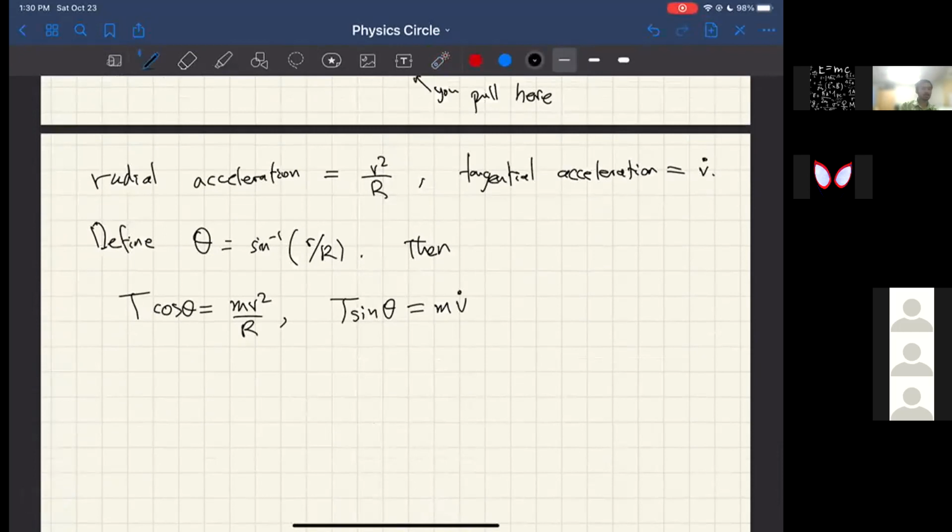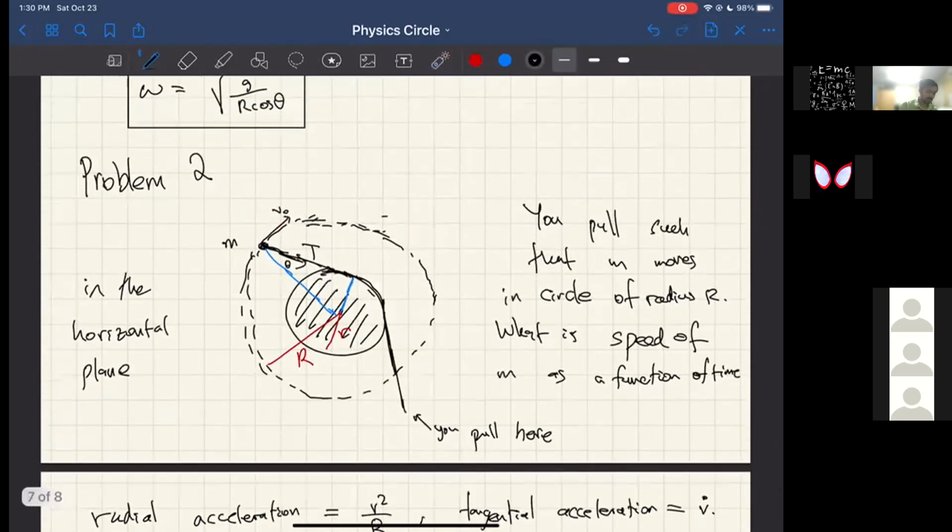All right. So now the problem is purely a differential equations kind of problem. What is v as a function of time? If we eliminate T, dividing the two equations, I get r v dot over v squared equals tan theta. The right angle should be at the center? No, the right angle is here. The string is tangent right here, because this is the pole. This is not a right angle.